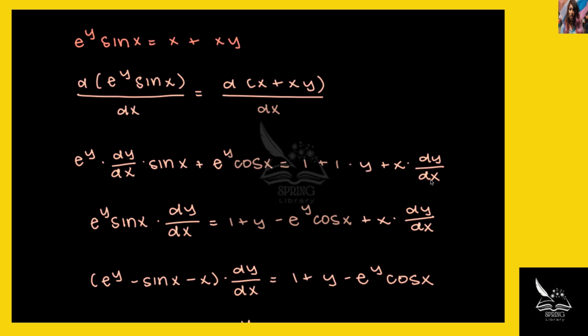So now every step we make is going to be in the goal to get dy dx by itself, because that is our derivative. So we can do a little bit of simplification. Remember, we're trying to get dy dx by itself. So we can subtract this e to the y cosine x term. So once we do that, we'll get e to the y times sine x times dy dx equal to 1 plus y minus e to the y cosine x plus x times dy dx.